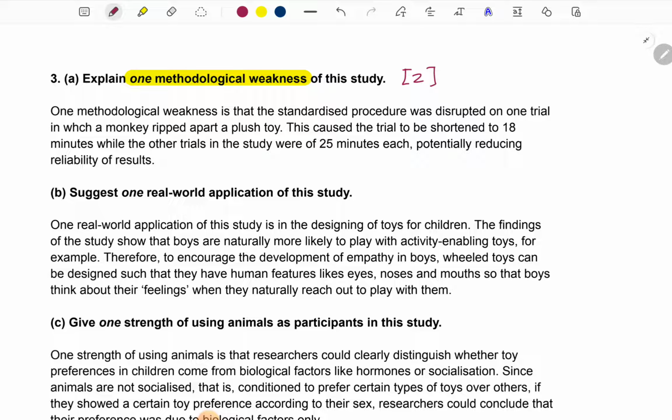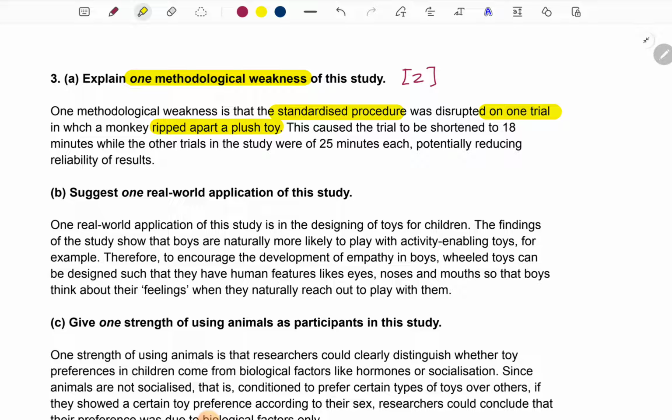Second thing is, this is for 2 marks. So one methodological weakness means strictly 1. What happens when answering questions like these? Because students' general approach throughout every study is just to factually memorize what is there, they mention a weakness. So a student would say, okay, there was the weakness, like I have mentioned here. Standardized procedure was broken on one trial because one monkey just ripped apart a plush toy.